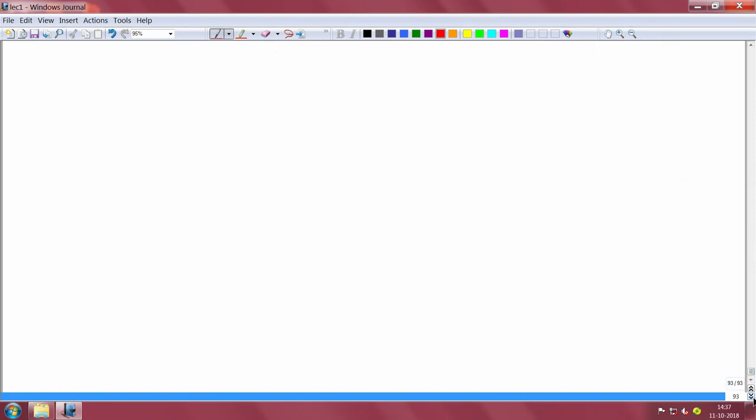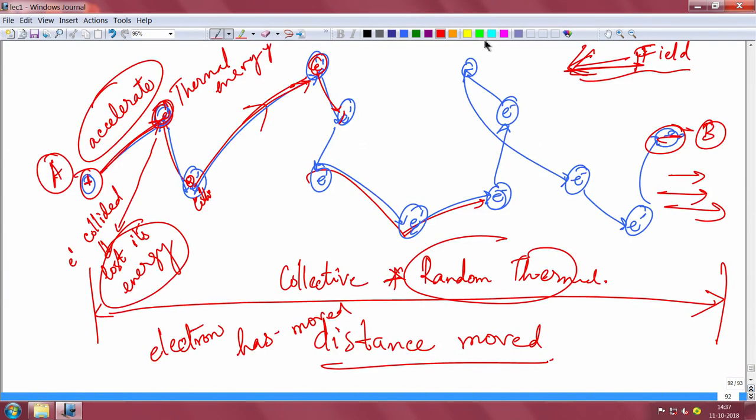If I come back to this slide, what is happening is that the average distance the electrons are traveling, I can call it L. L is the average distance that the electrons cover before they collide, and tau is the average time it takes for a collision to happen. As I told you, at each collision the electron loses the energy it has gained from the field and comes back to the thermal energy state. It has thermal motion, again gets accelerated, and keeps going forward.